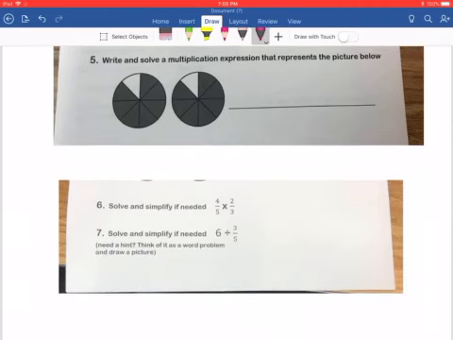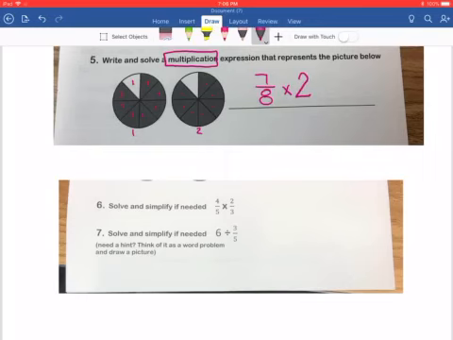All right, number 5, write and solve a multiplication expression that represents the picture below. All right, so I've got 1, 2, 3, 4, 5, 6, 7, 8. So 7/8 are shaded. 1, 2, 3, 4, 5, 6, 7. Okay, so it's going to be something times 7/8 since it says multiplication. And I've got 2 of them. I've got one right here, one right there. So it's going to be 7/8 times 2.